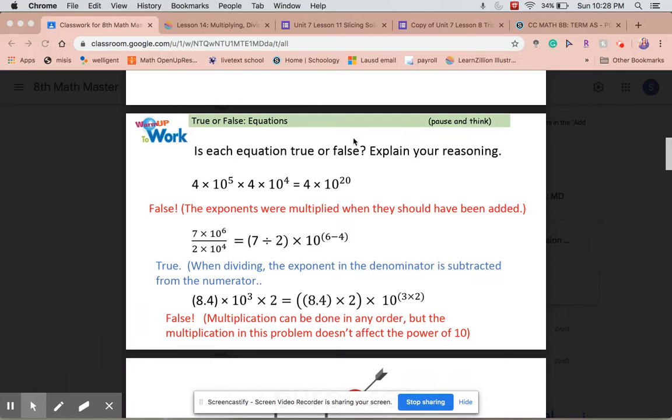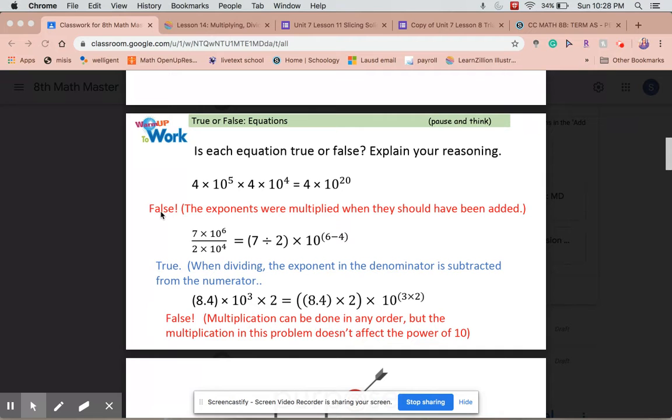Okay. So this would have been your warm up if you were in class. Is each equation true or false for each of these? So there's three of them. And the answer is already there. So let's just talk about that. So 4 times 10 to the power of 5 times 4 times 10 to the power of 4 is 4 times 10 to the power of 20.